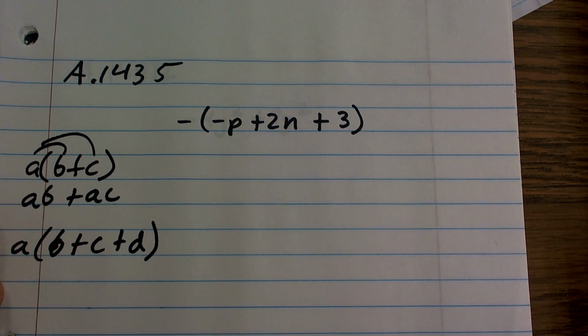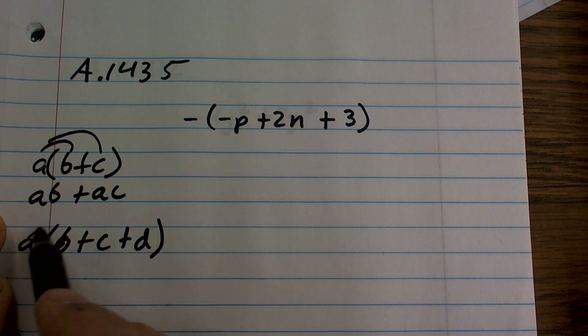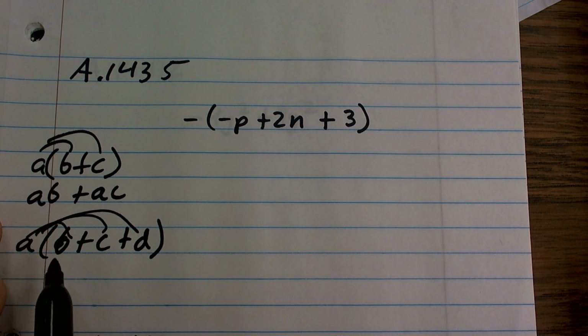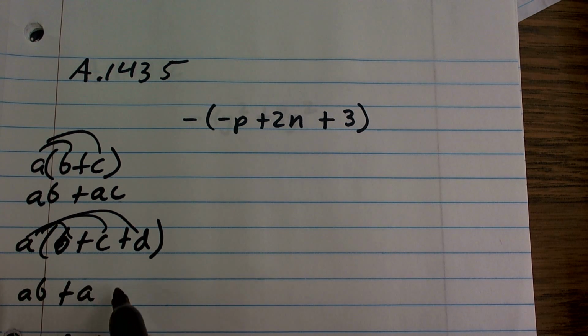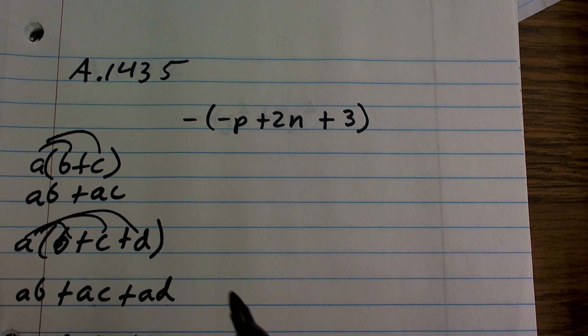Well, if you can just follow, it's going to be the exact same thing. You're just going to multiply your a times all three of those terms. So you'd have ab plus ac plus ad.